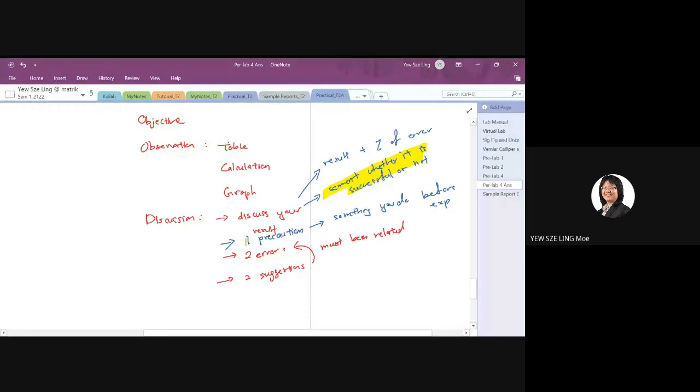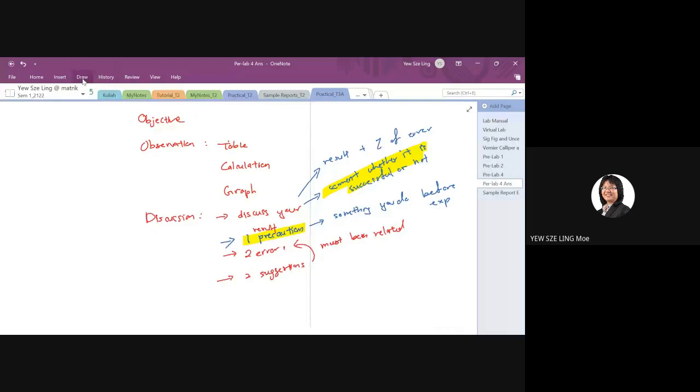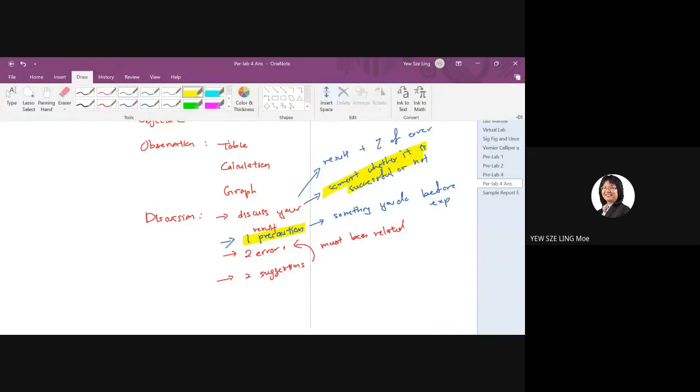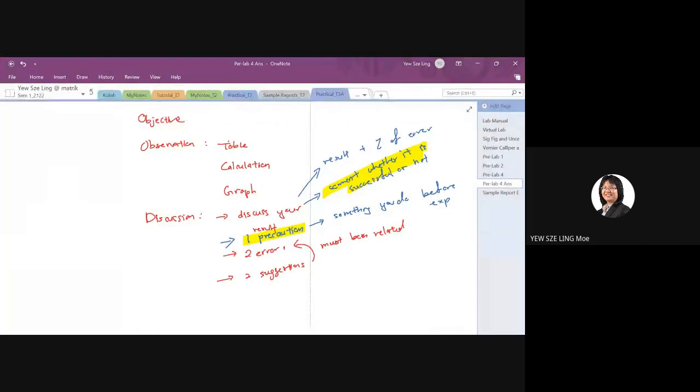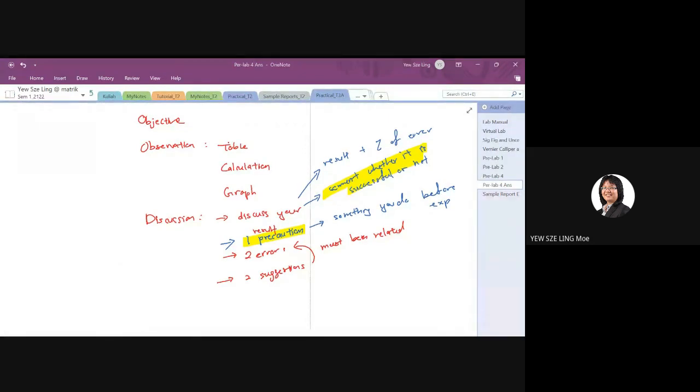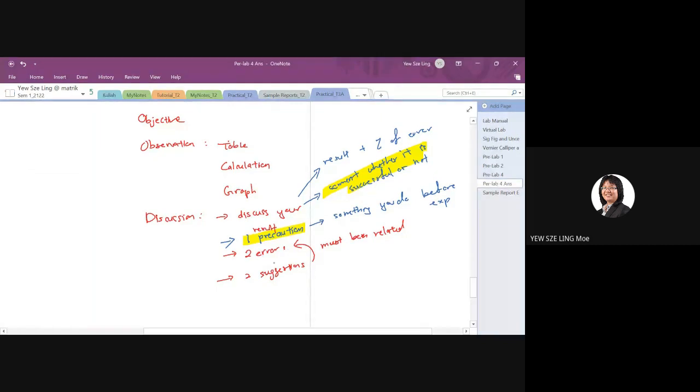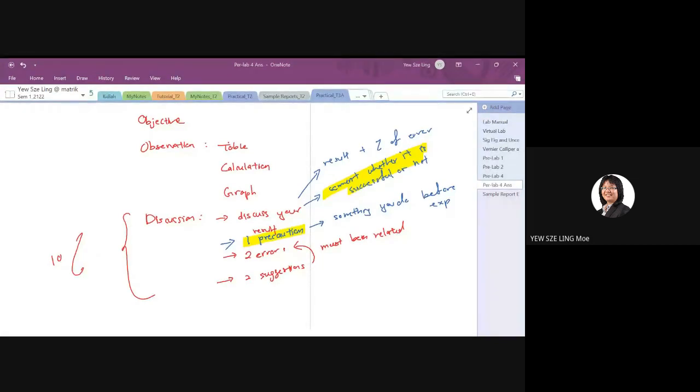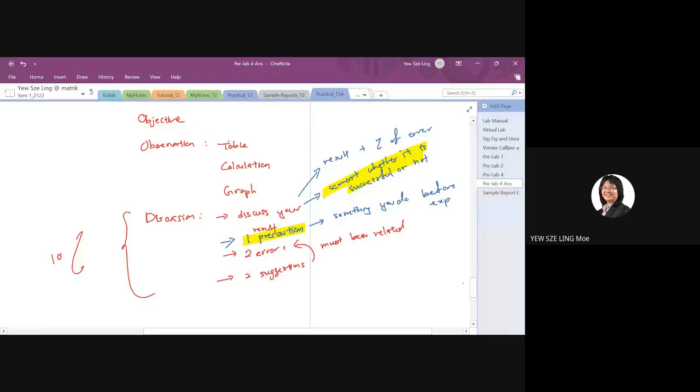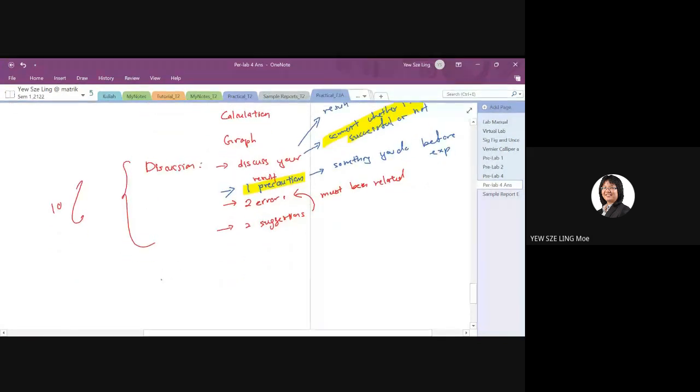And then the new thing that you need to include in your lab report is a precaution. So this is the new format. They add more things in the discussion. Discussion used to be just 6 marks. Now it has been increased into 10 marks in your report writing test, because it asks for more things. Alright, and then conclusion.